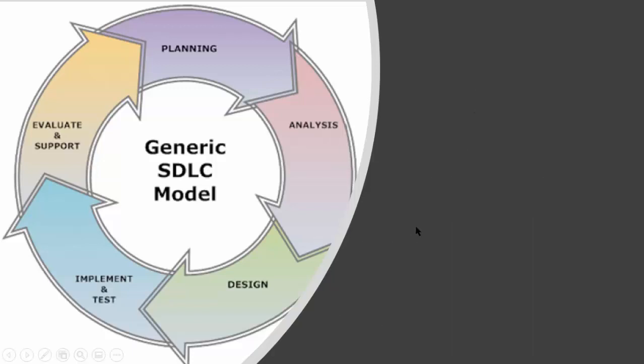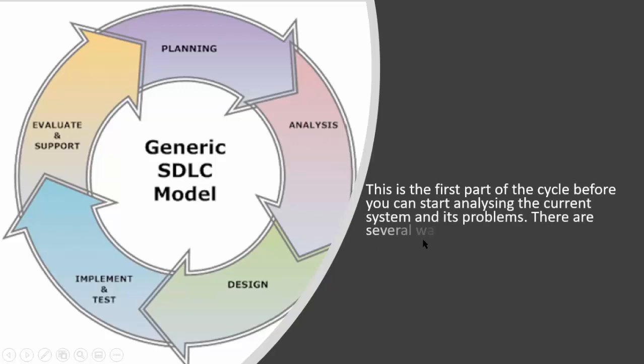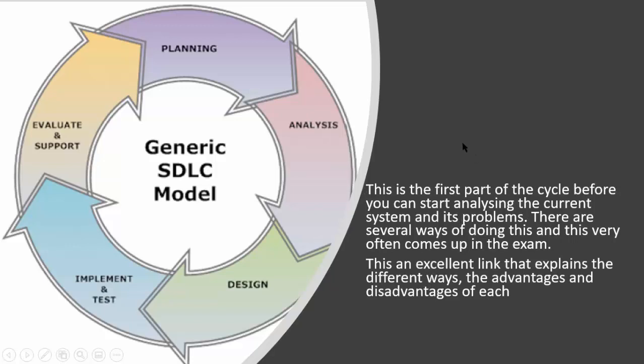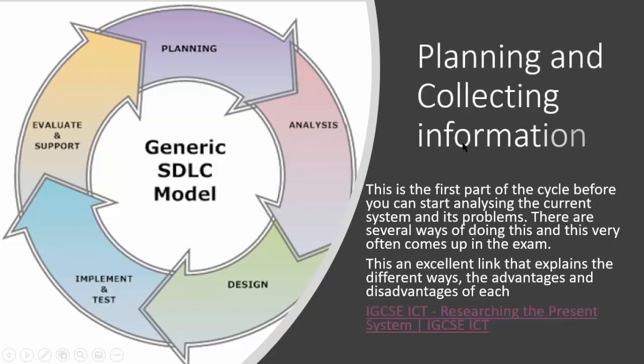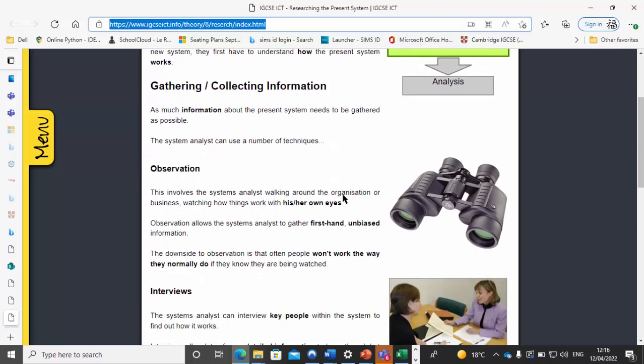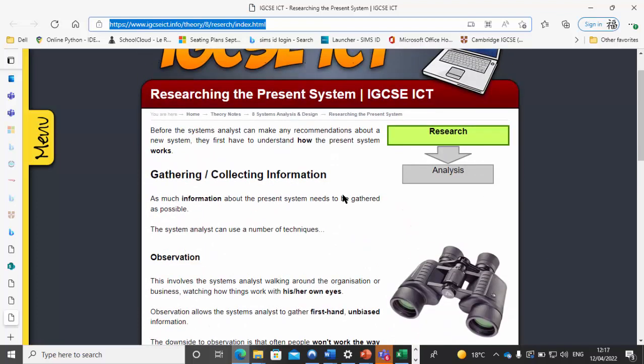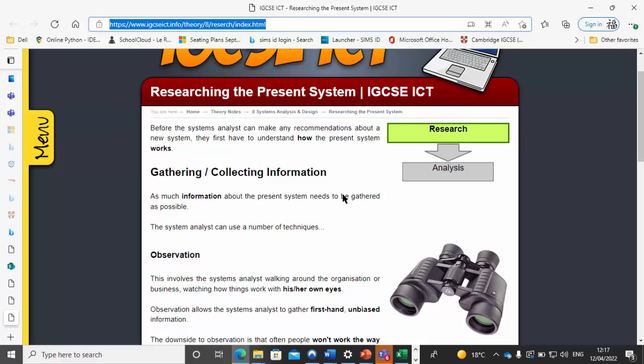I will focus on the bits that come up most often in the paper. Okay, so before you can actually start analyzing the problem, in your planning stage you need to collect as much information as you can about the current system. I've put a link on here which goes to a website which tells you about the different ways of collecting information. This comes up a lot, okay?